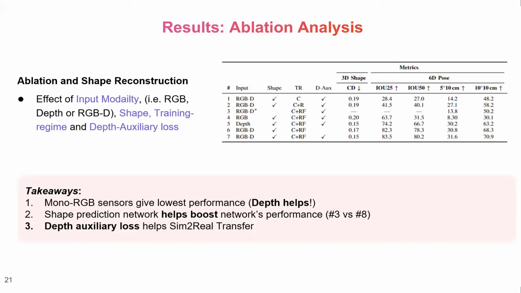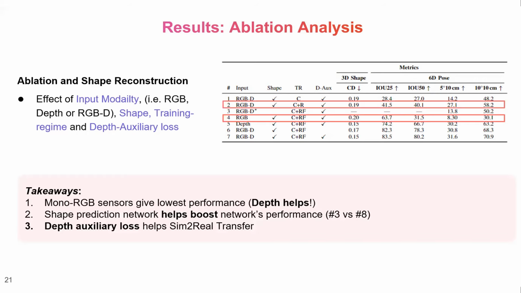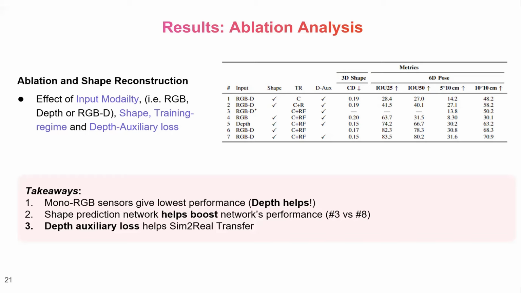So finally, we ablate our network, which is a really important step in deep learning systems, where we show the effect of input modality, shape training regime, as well as depth auxiliary losses on the network performance. First, we show that mono RGB performs worse than RGBD, because the task is 3D in nature, and 2D to 3D is essentially an ill-posed problem. Second, we show that the shape prediction network also helps boost pose accuracy. They are very tightly coupled 3D tasks, and the gradients go all the way back to the input backbone, and they share the same backbone here. And lastly, depth auxiliary losses also help sensor transfer, where the key idea is that we manually inject noise in our synthetic depth so that it sees the depth that it will see from Kinect sensors or other sensors in the real world. And we force an artifact-free depth prediction loss here.